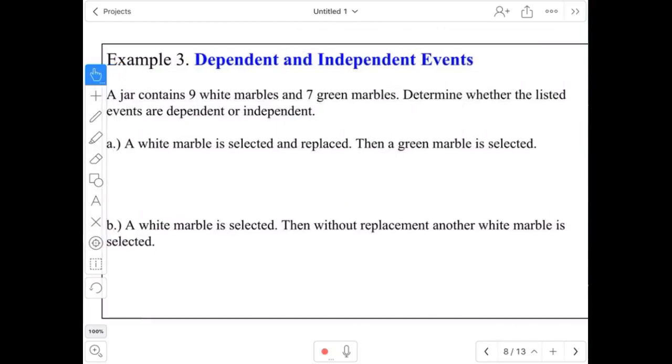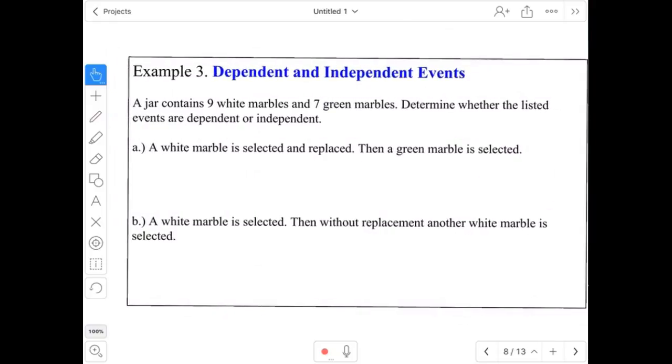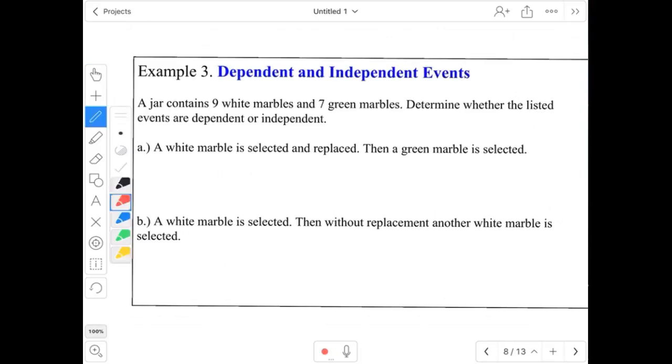All right, next, taking a look at dependent and independent events. This is a topic that generally we should have some practice with. Here we have a jar that contains 9 white marbles and 7 green marbles. Determine whether the listed are dependent or independent. Our first scenario: a white marble is selected and replaced.